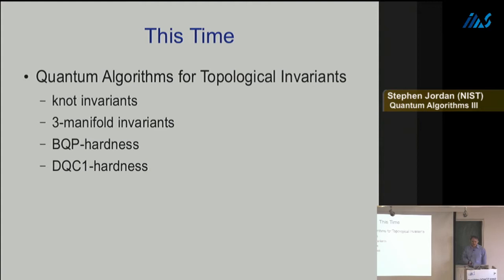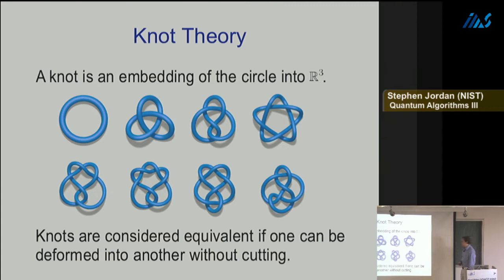So first I'll go through the case of knot invariants. This is maybe the easier case to understand, and historically it was the first case amongst the things I'll talk about today that was understood in the context of quantum algorithms and complexity. So a knot is an embedding of the circle into three-dimensional space. So unlike knots on your shoelaces, these ones are loops. They don't have any ends.